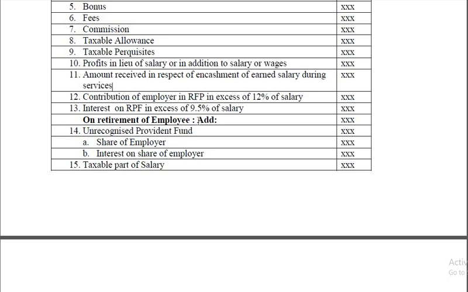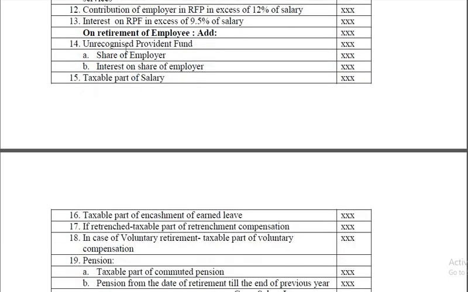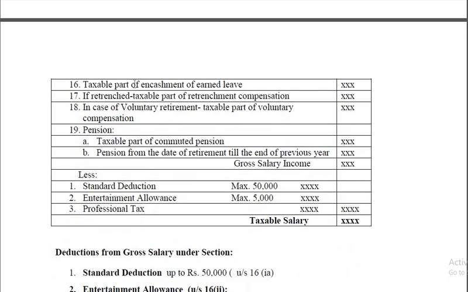Then on retirement of an employee, there are certain items which fall under the head income from salary. Unrecognized provident fund: here the share of the employer as well as interest on the share of the employer are both taxable. Taxable part of salary on retirement, and taxable part of encashment of leave salary. During service, encashment of leave salary is fully taxable. But at the time of retirement, the calculation is a bit different.